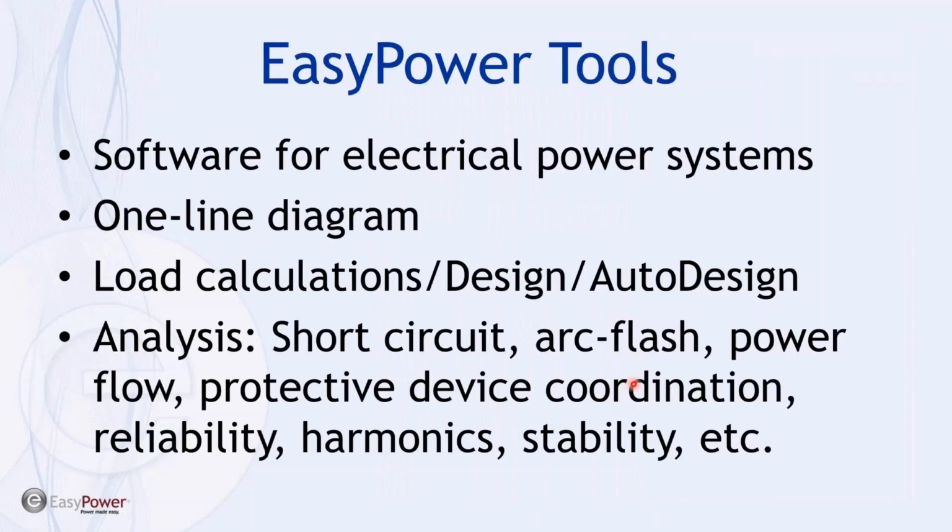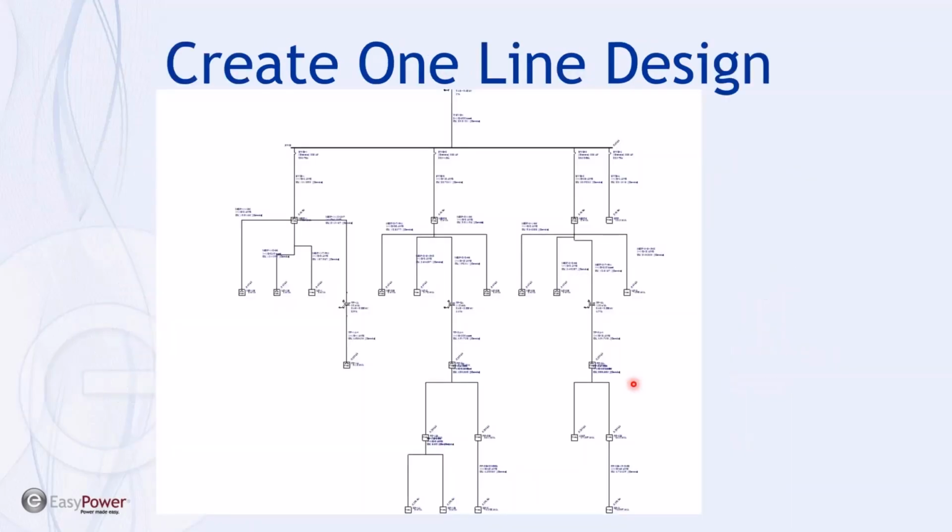For those of you that don't know, EasyPower makes software for electrical power system analysis. It can be used for one-line diagramming, load calculations, short circuit analysis, arc flash, power flow, etc. And that information then will produce analytical data, analytical parameters that can then be exported back into Revit and allow the project designer to know that he's got information that will support the system as it stands and then accommodate changes as he goes forward.